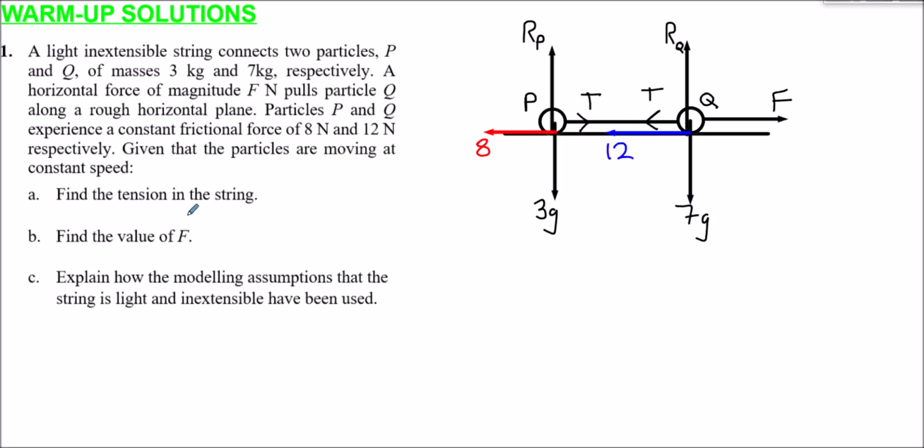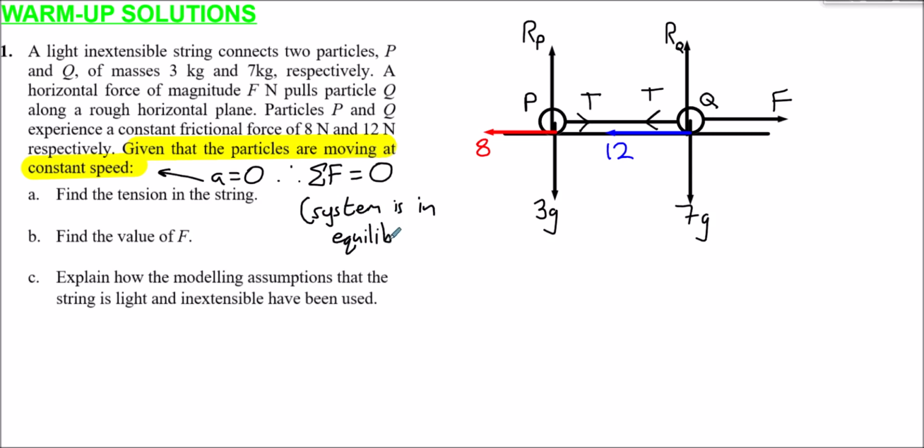So first thing we need to do is to find the tension in the string. A big clue here, though, is that the particles are moving. However, they're moving at constant speed. If they're moving at constant speed, that means the acceleration is 0. Therefore, no net force. So, overall force is 0. In other words, the system is in equilibrium. Now, this is something people often forget. A system can still be in equilibrium if it's moving, so long as there's no acceleration in any direction.